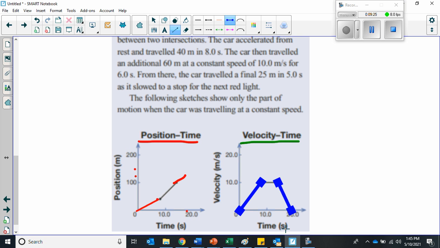And so you can see how these 2 graphs are very different. Even though it's the same situation, they are quite different. And so as we kind of go through it, we're like, oh, okay, here's my time. I'm slowing down. I'm going that last 25 meters. I'm talking about my deceleration.